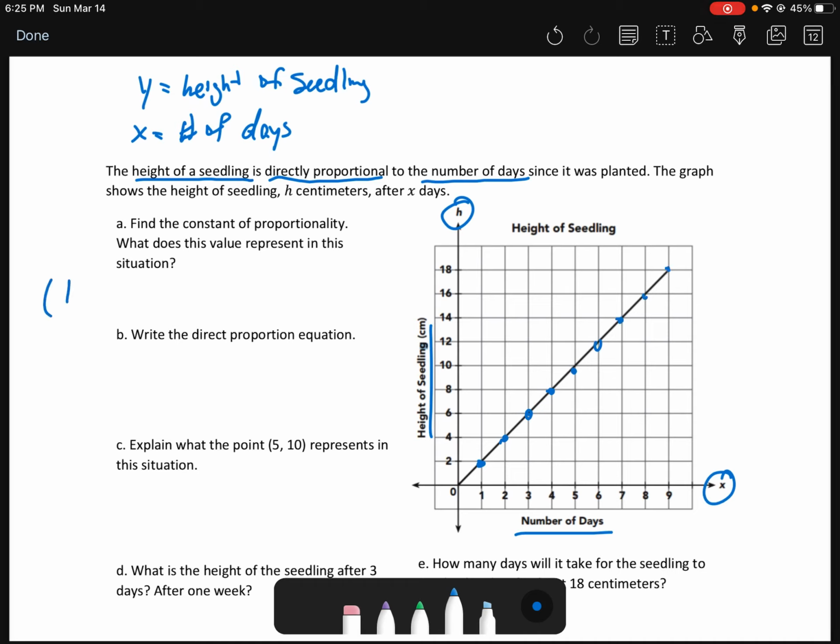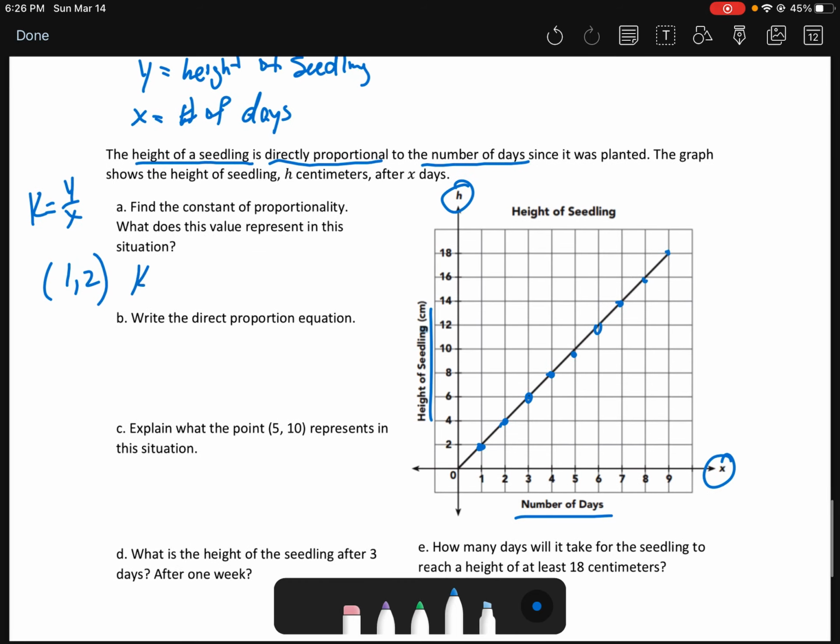So I'm going to use the point 1, 2. Using k equals y over x, I'll go ahead and divide those two numbers. So I know that my k is equal to 2 divided by 1, or 2. Now, what does that mean in terms of the situation? Well, I have 2 centimeters that grow every day. So every 1 day, it grows 2 centimeters.